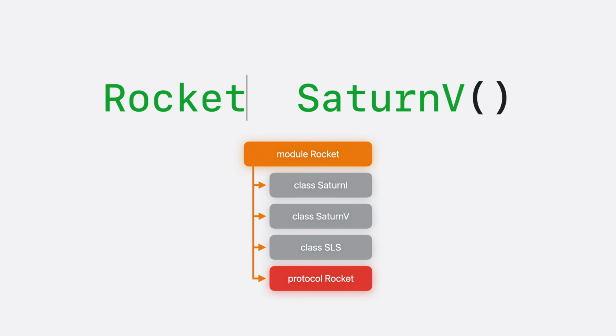Just change that dot to a double colon. This new syntax is called a module selector, and the name on the left is always treated as a module name. So Swift will ignore the type Rocket and go straight to the module Rocket, and from there, it'll have no trouble finding the type you're looking for.